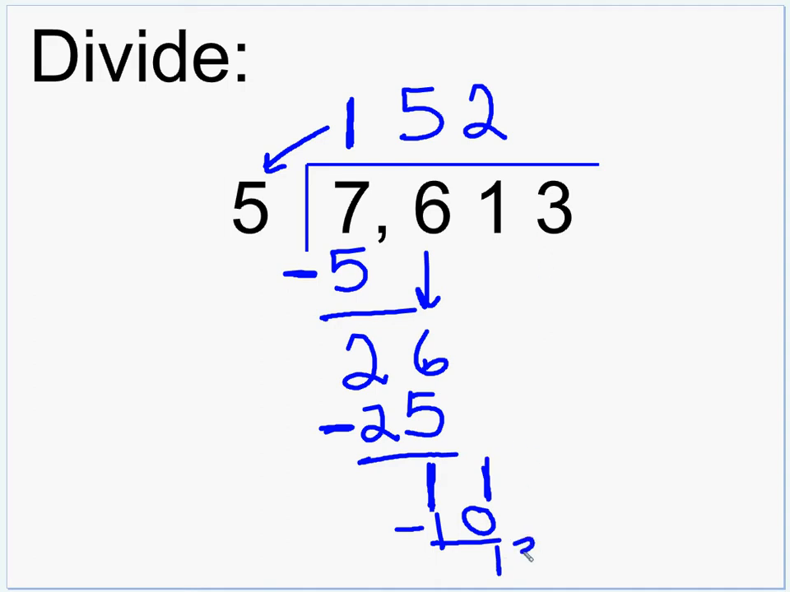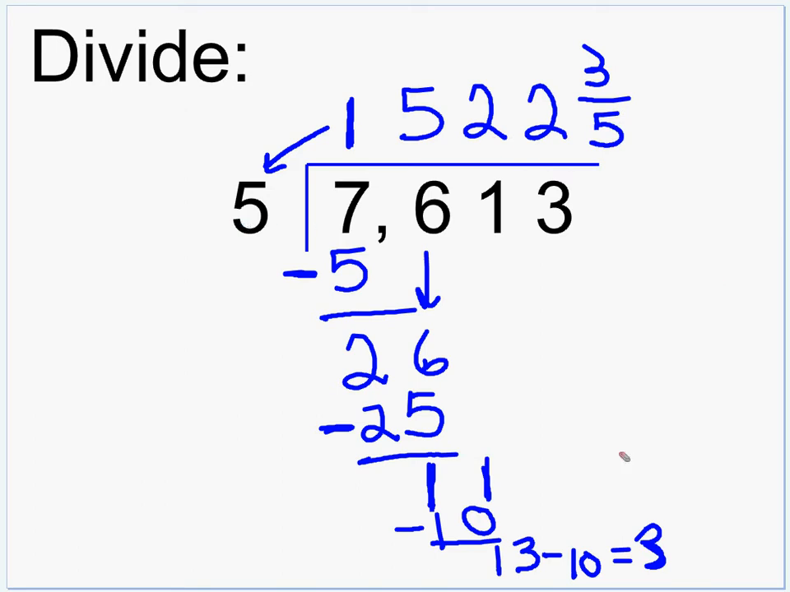Bring down that last number 3. 5 goes into 13 twice without going over. And then 2 times 5 again is 10. I'll write it over here, minus 10. And that's equal to 3. We have a remainder of 3, and we can write that remainder as the numerator of a fraction and divide it by our divisor, 5.